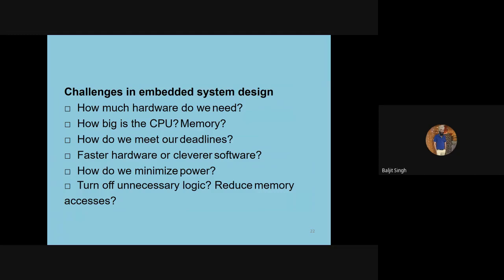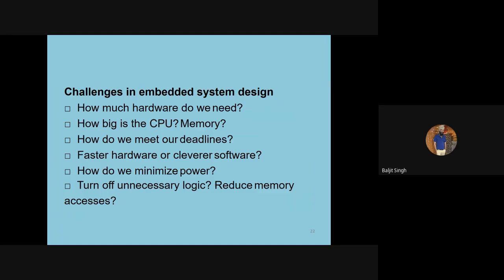Faster hardware or cleverer software? That means we should buy more advanced hardware, or we can optimize the performance by writing very optimized, very good software code. So then how do we minimize power? Turn off unnecessary logic, reduce memory accesses. So minimizing power can be done by these two methods.